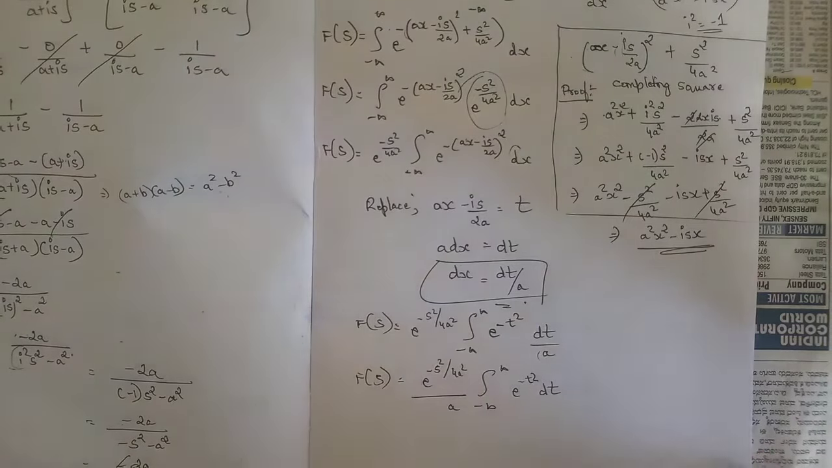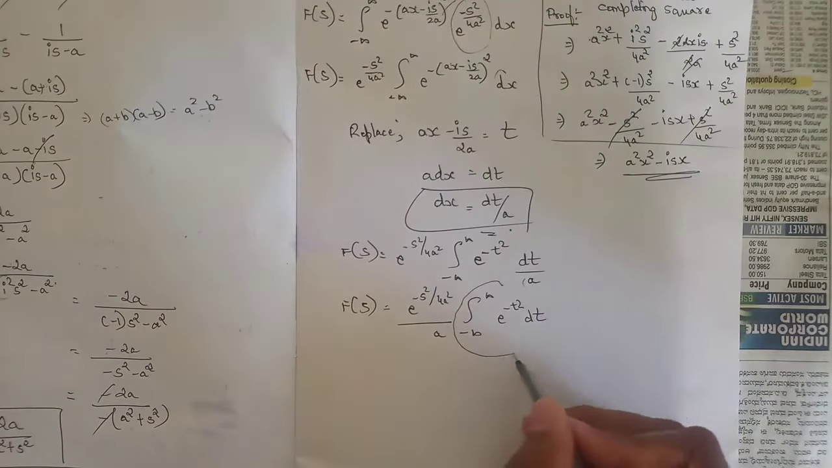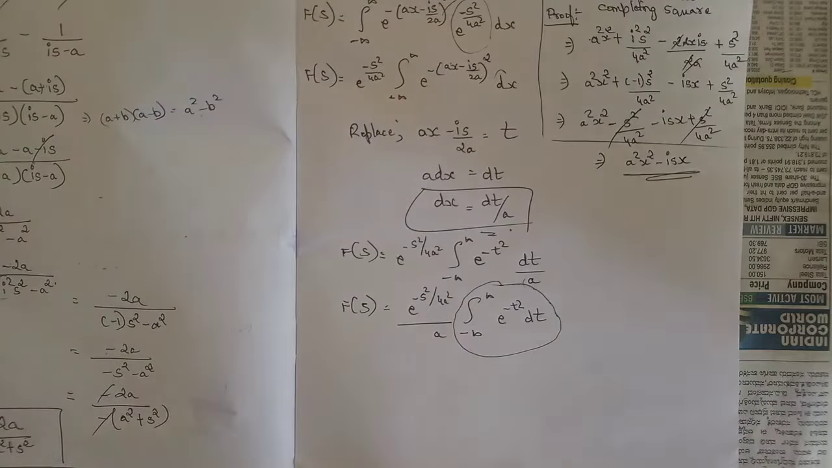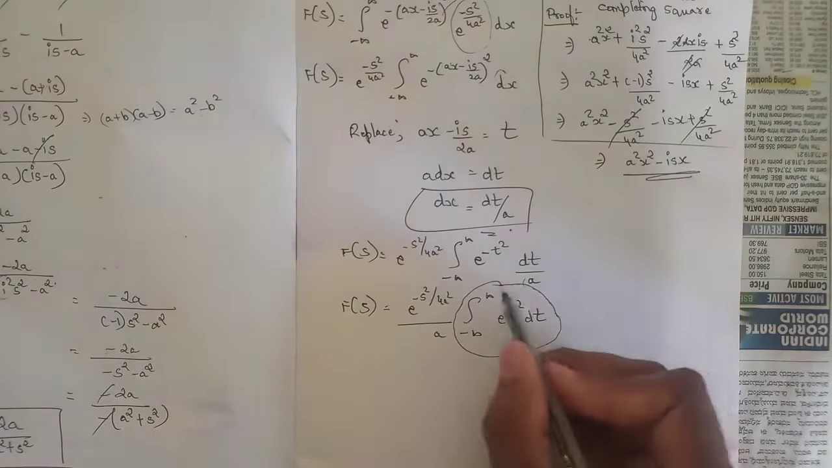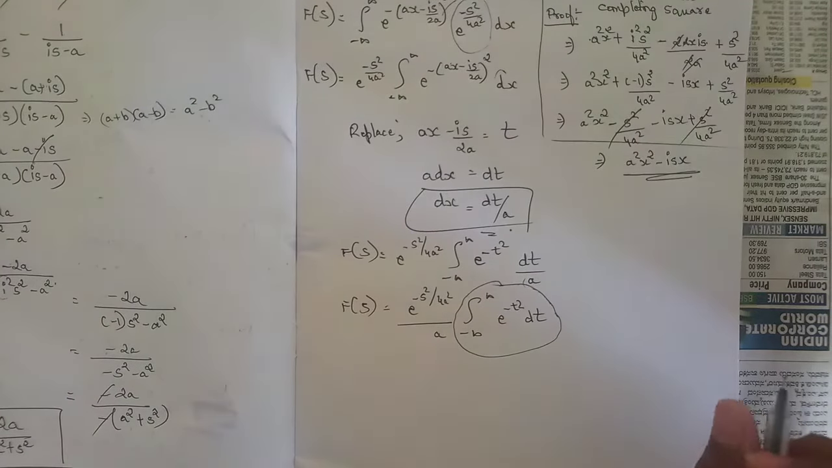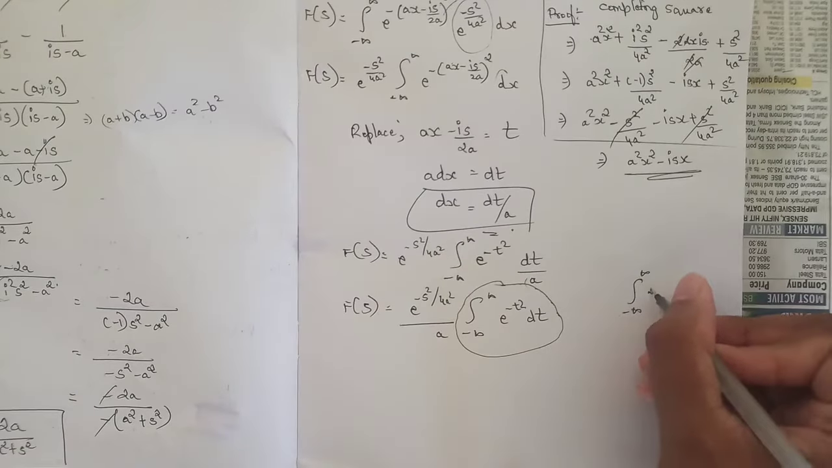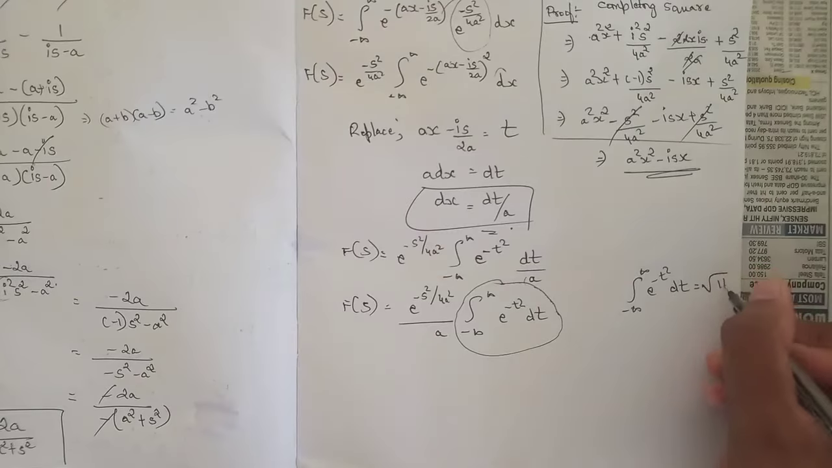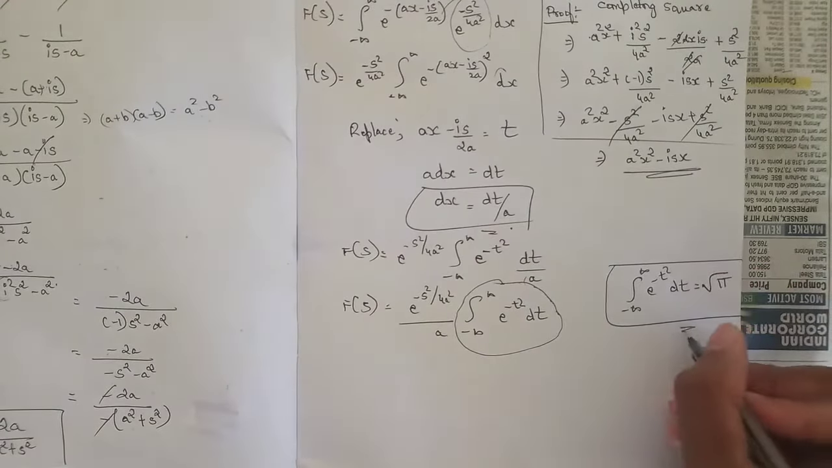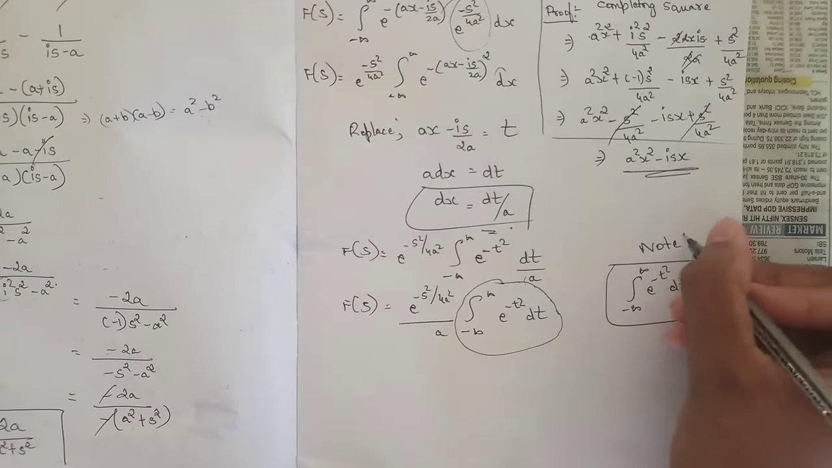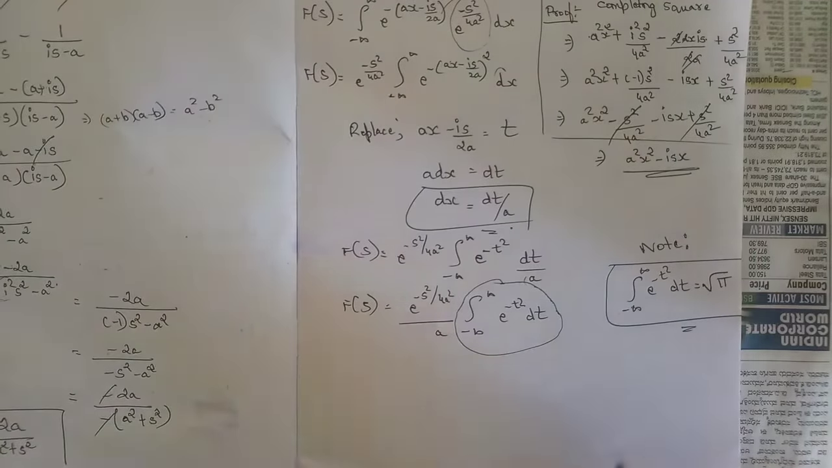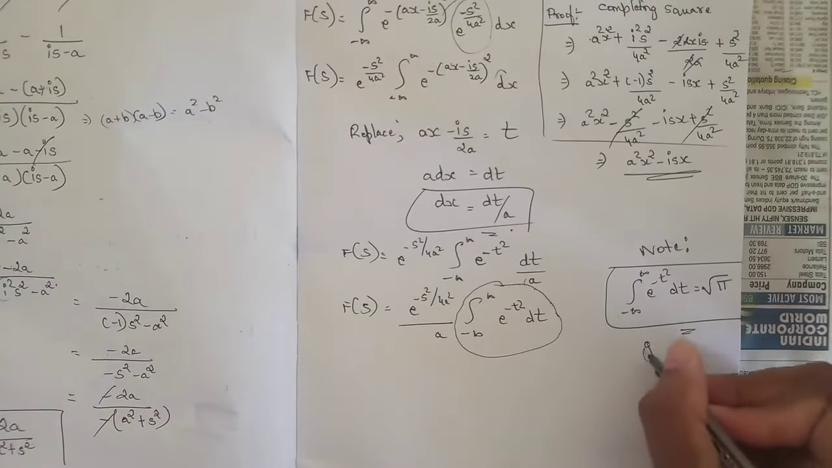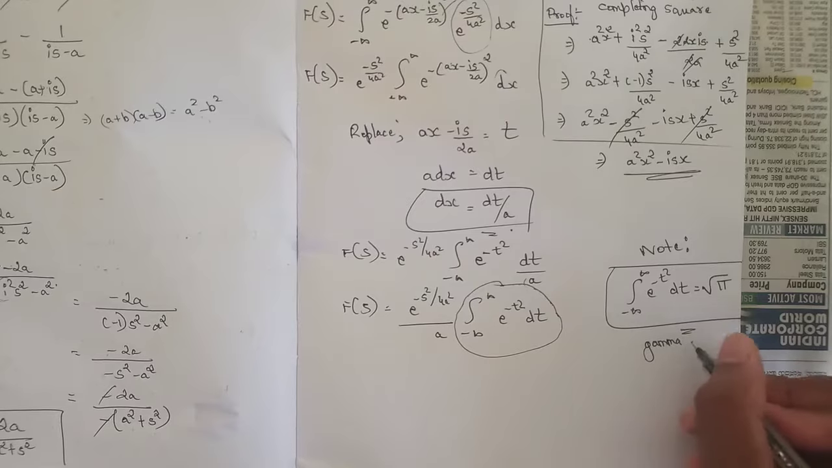Now when we observe this carefully, this corresponds to a standard value, related to the gamma function. I don't know if you people have heard it or not, but this has a standard value: the integral from minus infinity to infinity e power minus t square dt is equal to root pi. Keep it as a note here. This has a standard value, since it is called the gamma function.